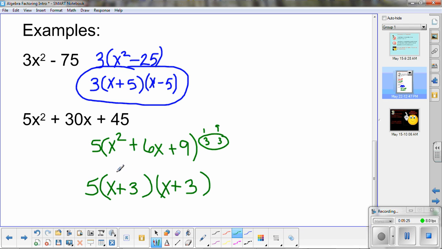Once again, you can check this because x times x is x squared. Then the inside 2 is 3x, and the outside 2 is also 3x. And when you add those together, you get 6x. And then the last two, 3 times 3 is 9. So you could write it as this, or you could say 5 times the quantity x plus 3 squared.